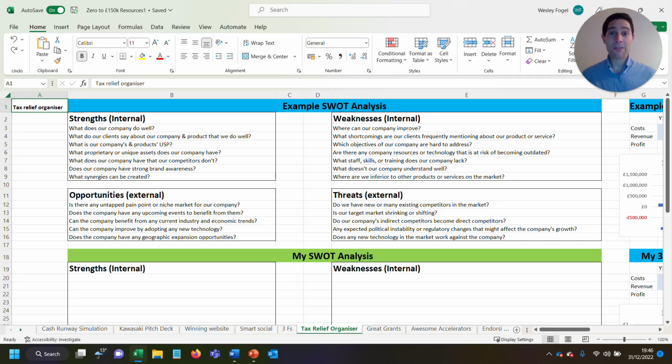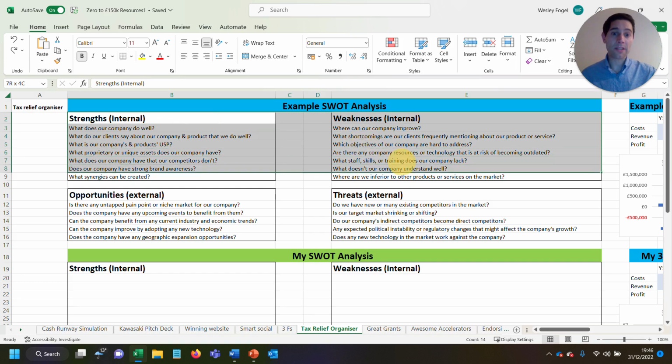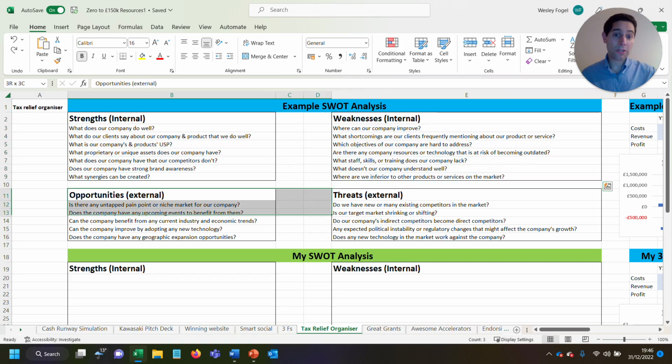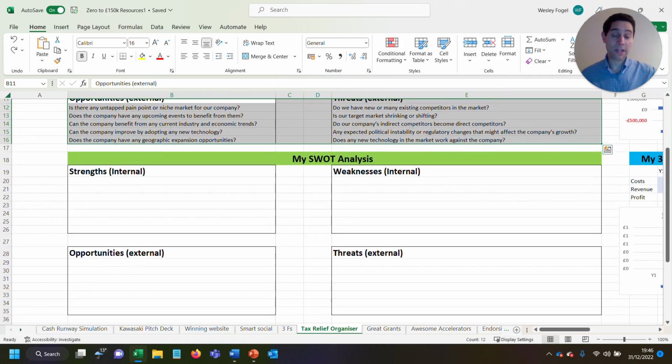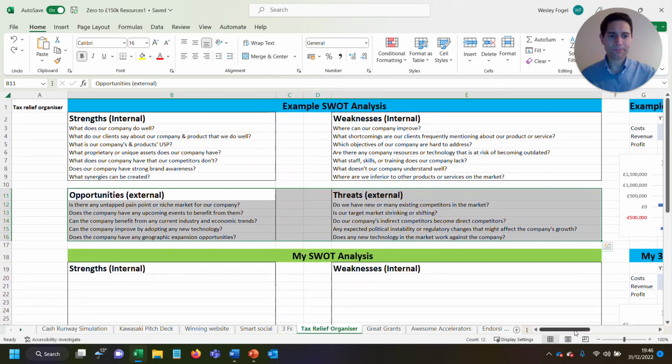Welcome back to your 0 to £150,000 resources document, and I'm here running through your tax relief organiser, starting with the SWOT analysis to highlight some of the risk elements of your investment proposal, with some suggestions for strengths and weaknesses that are internal to your business, as well as opportunities and threats that are external. And there is room below for you to include some examples and ideas for your own business.